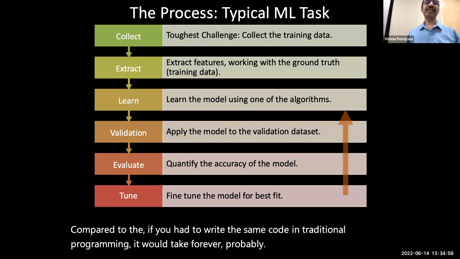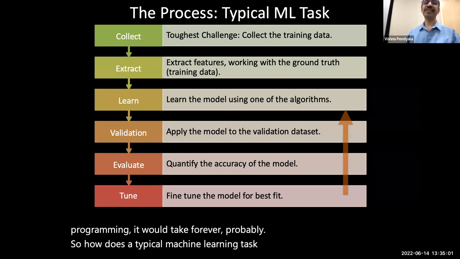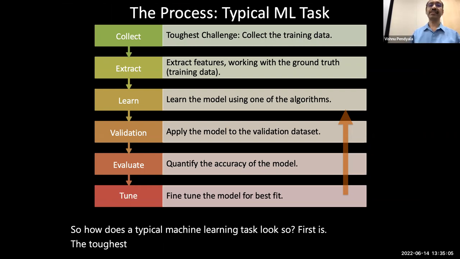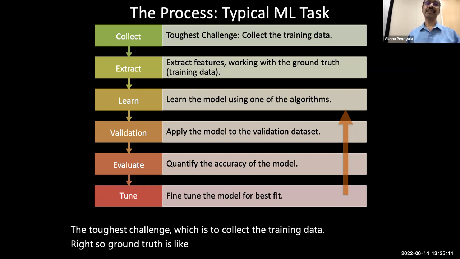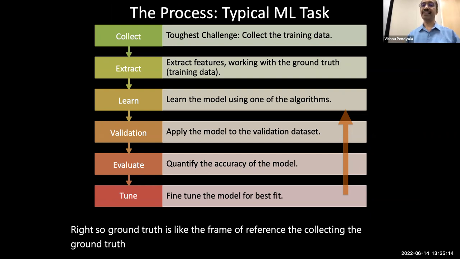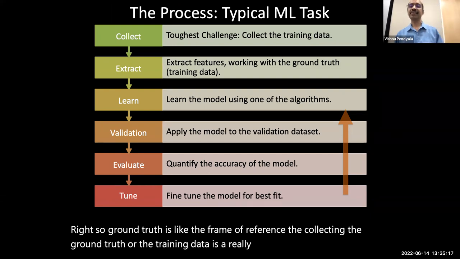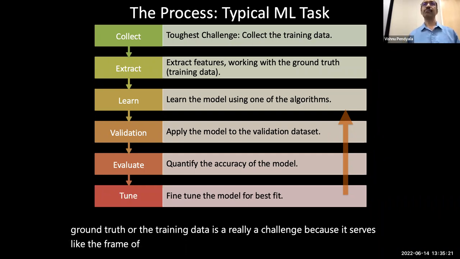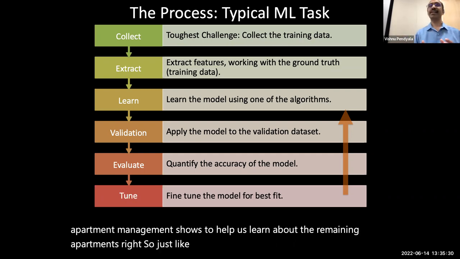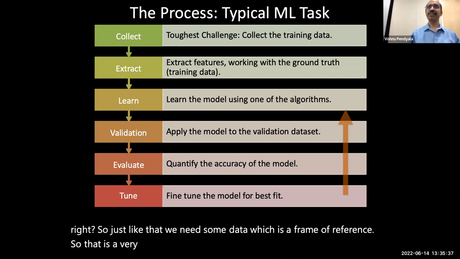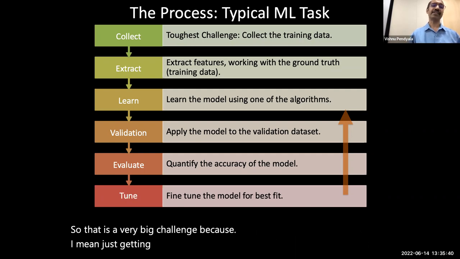So how does a typical machine learning task look? First is the toughest challenge, which is to collect the training data. Ground truth is like the frame of reference. Collecting the ground truth, or the training data, is really a challenge, because it serves as the frame of reference. Just like the model apartment that the apartment management shows to help us learn about the remaining apartments, we need some data which is a frame of reference. That is a very big challenge, because just getting the data is fine, but the labels, the Y column that we come up with, is the challenge.